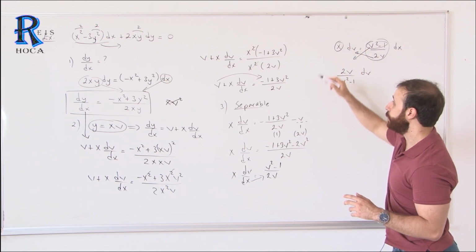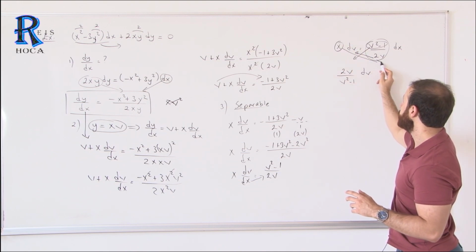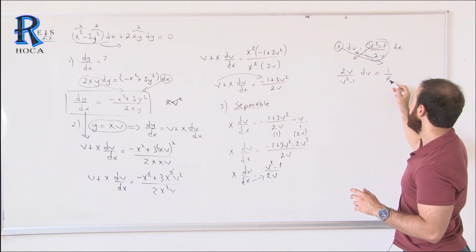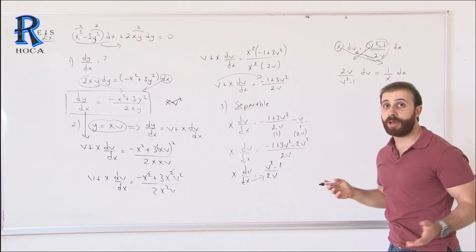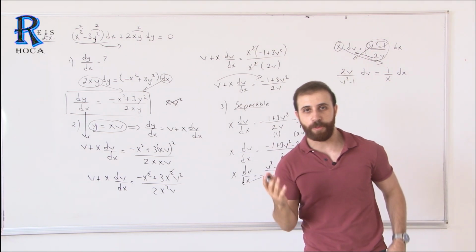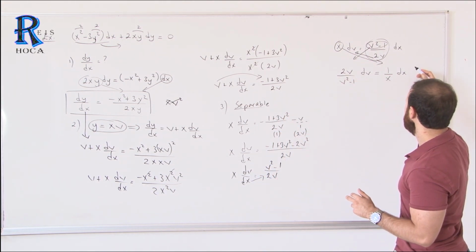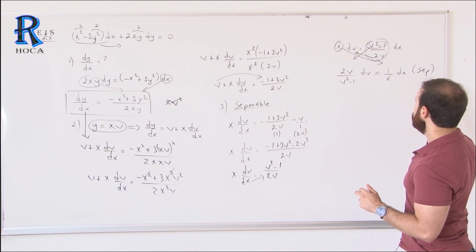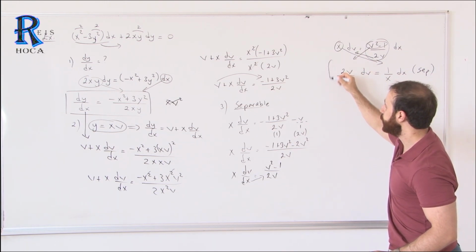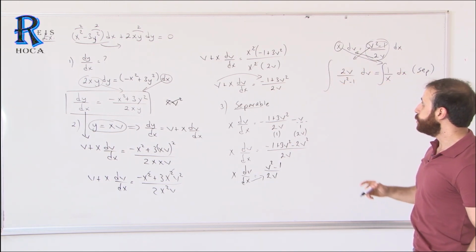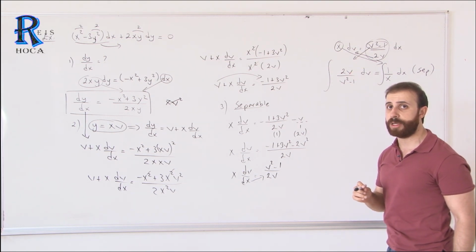So x must be with the x, so send x like that. It will be 1 over x dx. Now you see in front of dx we have a term of x, and in front of dv we have a term of v. So this is separable. If it is separable, we know that we just take the integral. So what's the integral of 2v over v square minus 1?